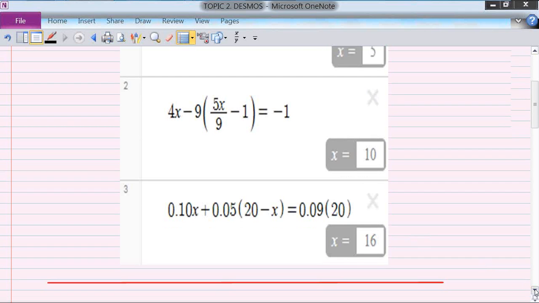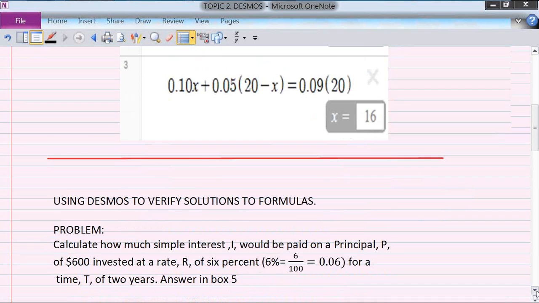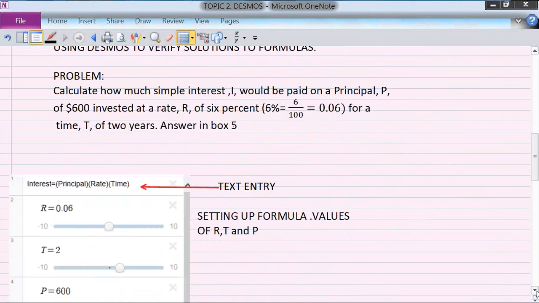So if you have a problem and you work it out, and let's say this one here has a solution of x equals 10, you put this into Desmos, and it gives you 10, well, then that's sort of a verification, but it doesn't really substitute for doing the problem by a process that we've discussed under topic number 2.